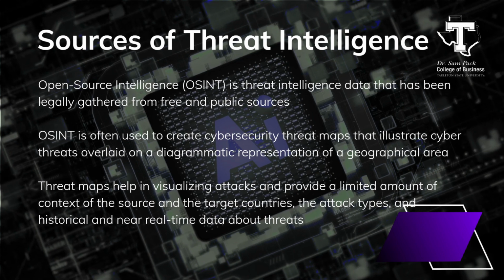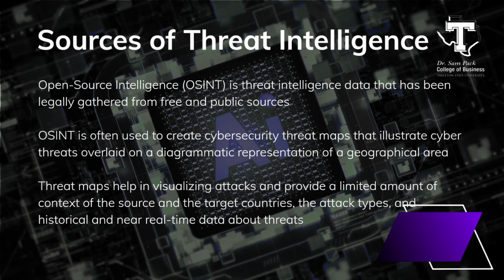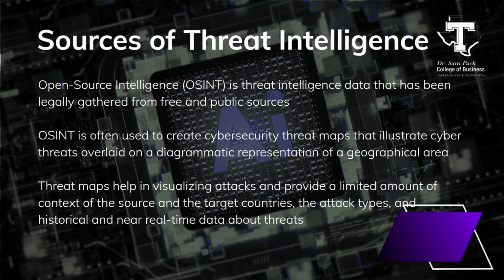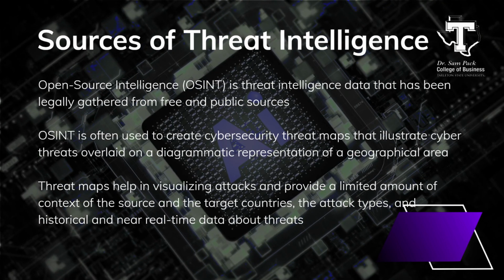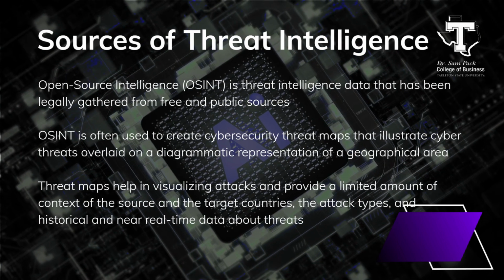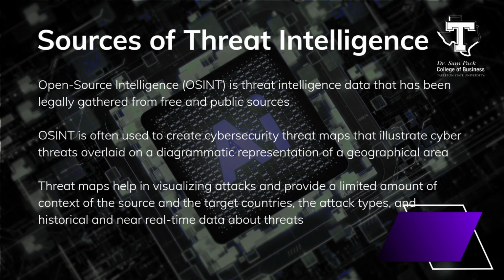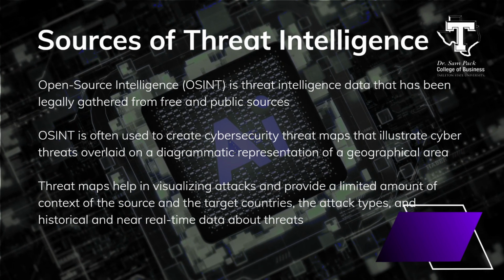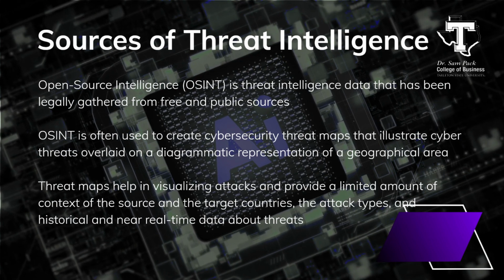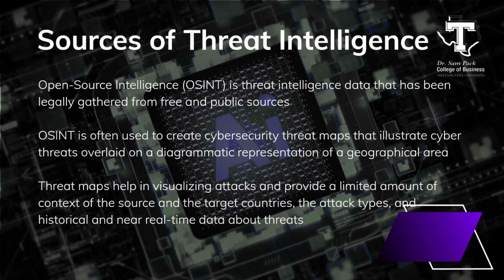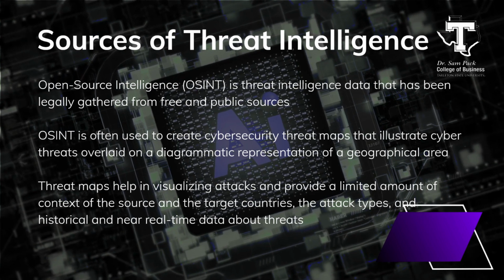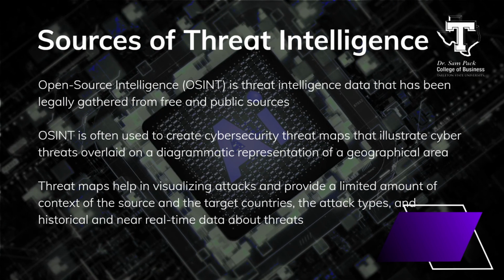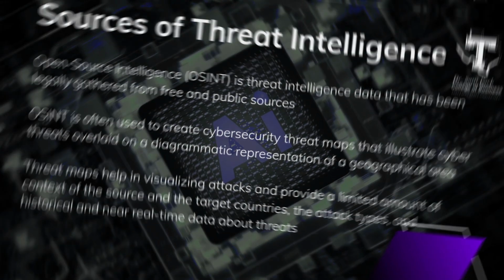Open Source Intelligence, OSINT, refers to threat intelligence data that is legally collected from freely available public sources. OSINT is frequently used to create cybersecurity threat maps, which visually represent cyber threats across different geographical areas. These threat maps help us understand and visualize attacks by showing where they originate and where they target. They also provide context on attack types and offer historical and near real-time data about threats, making it easier to grasp the broader picture of cybersecurity activity.